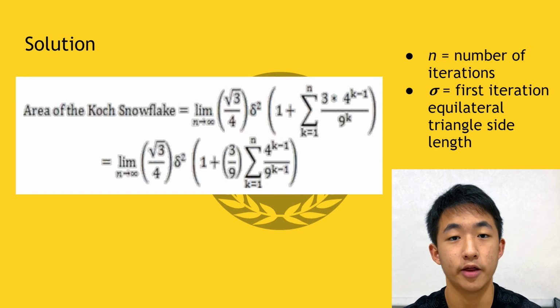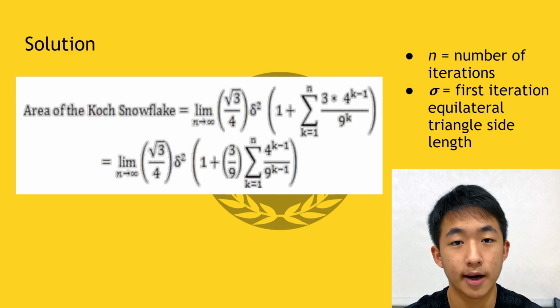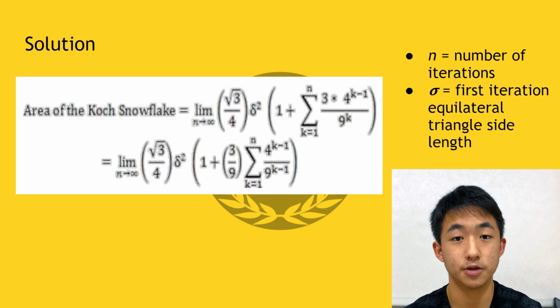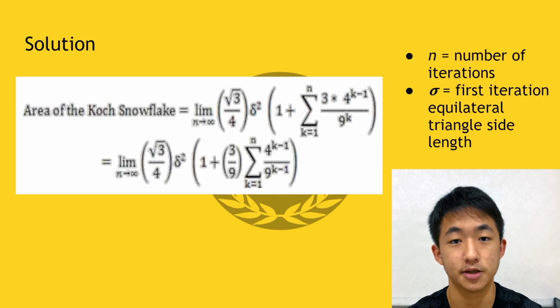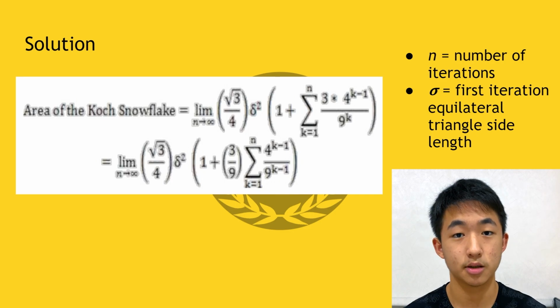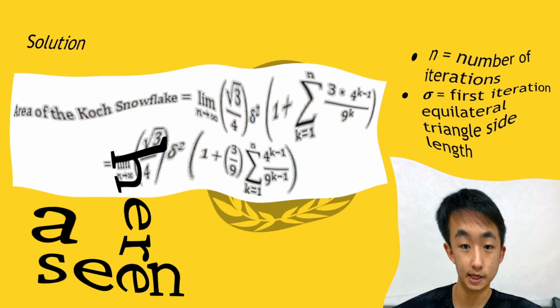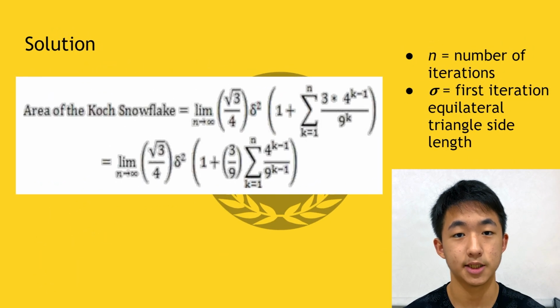We already know that 3 times 4 to the n-1 equilateral triangles are added per iteration. However, the area of those newly added equilateral triangles will be 1/9 of the area of the equilateral triangle from the previous iteration. As seen here, root 3 over 4 times sigma squared represents the equilateral triangle area.